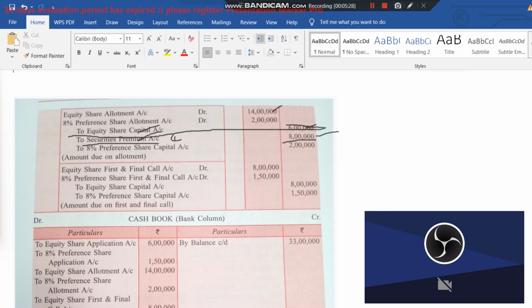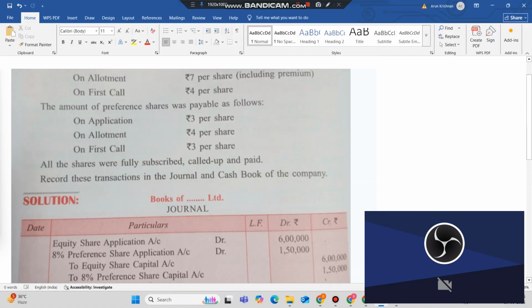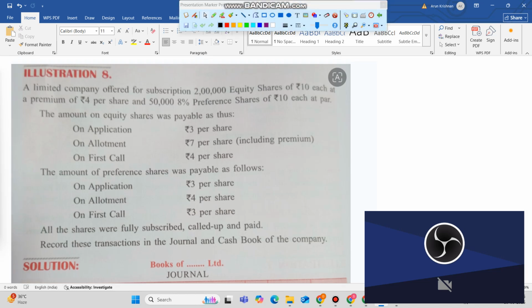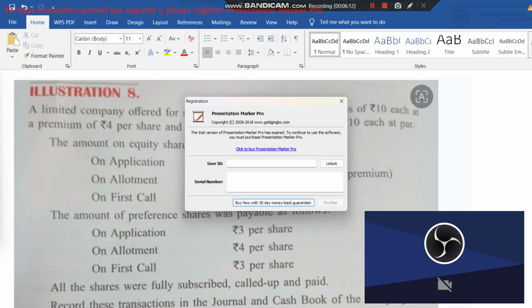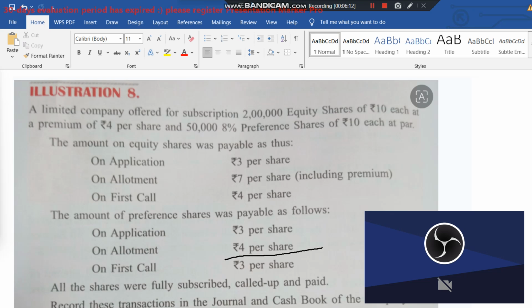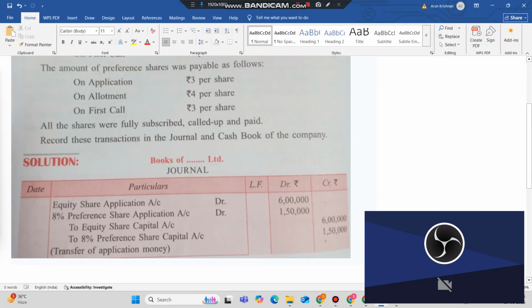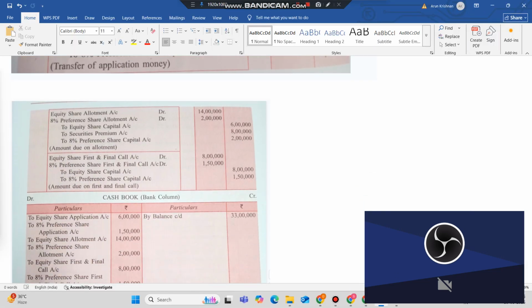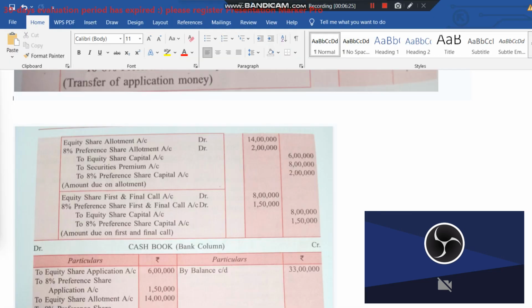Next, getting into the preference share allotment. What is the preference share allotment? It has been given. So the preference share allotment is 4 rupees per share, right? So 4 rupees on 50,000 shares, which is 2 lakh. So make sure you are making an entry for 2 lakh rupees on the debit and credit, because it is share allotment to share capital of 2 lakh rupees. So debit matches with my credit, so that I can go to the next entry.